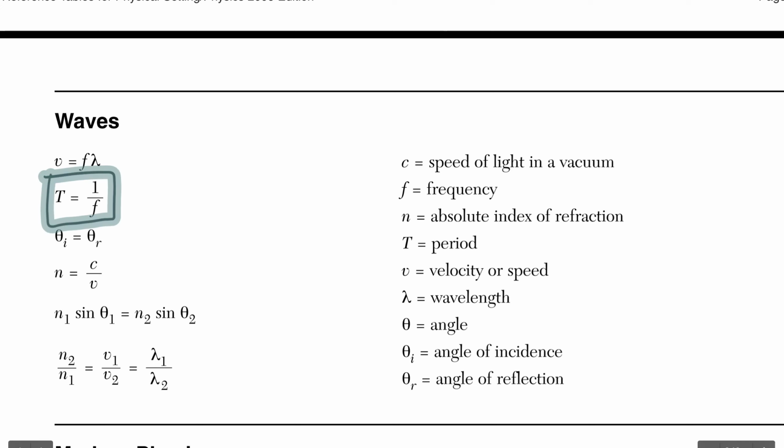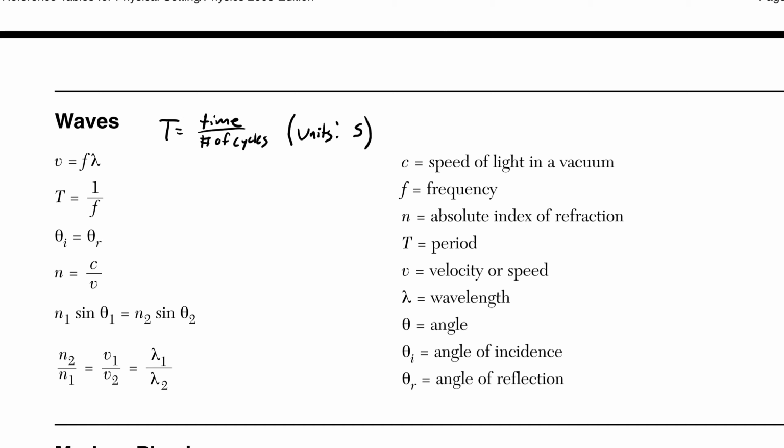If you could write the formulas, so the one for period, the time per number of cycles, and then if you want, you could even write the units. The units for period is seconds. And then the equation for frequency: you take the number of cycles and divide it by the time it takes for those cycles to go by. How many cycles go by in 1 second? That's the unit. So the unit is an inverse second, or a hertz.